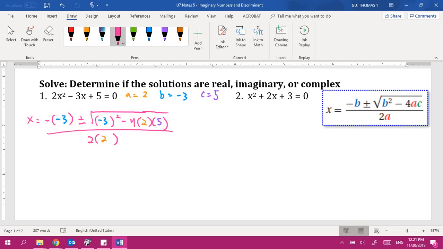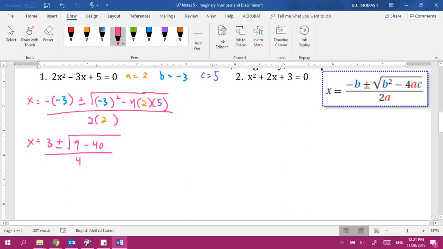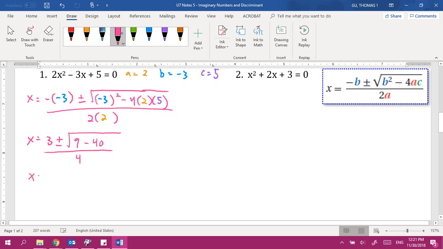So let's go step by step. What's my next step going to say? x equals 3 plus or minus the square root of 9 minus 40. That's right, because -4 times 2 times 5 is -40. Over? 4. That's right. All right. What is the next step then? You subtract, right. So we're going to have x equals 3 plus or minus the square root of negative 31, that's right, divided by 4. Over 4, right.